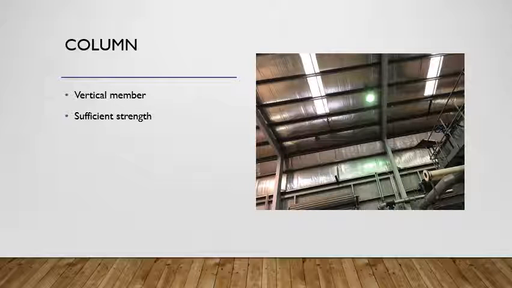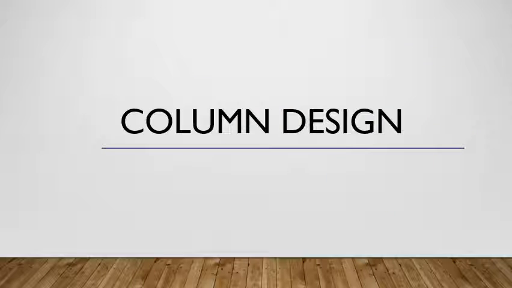Columns are basically rigid vertical structural members, as shown in these pictures. They are designed primarily to support the compressive load coming from the beam and the slab. Columns are very important members of our structures, therefore the type of column needs to be chosen carefully. Let's go to the third part of this assignment, which is column design.